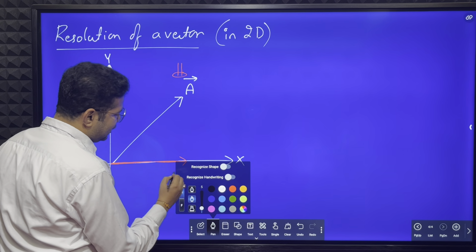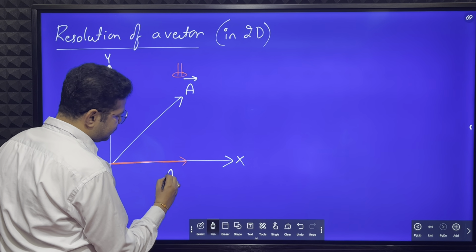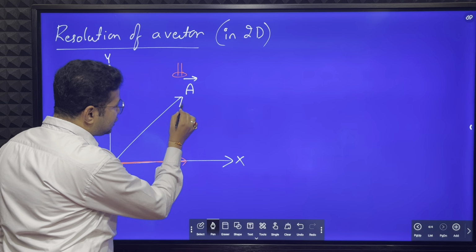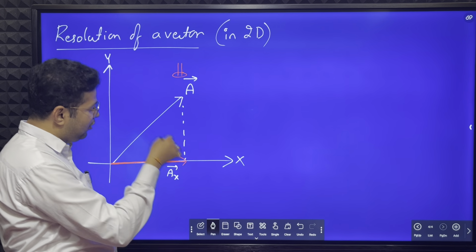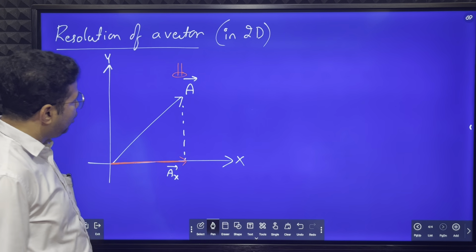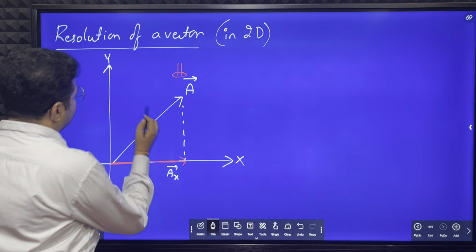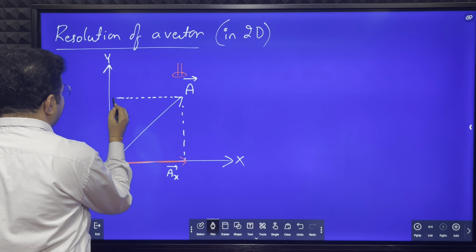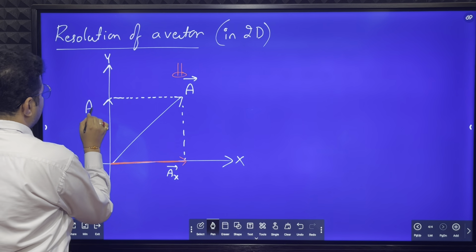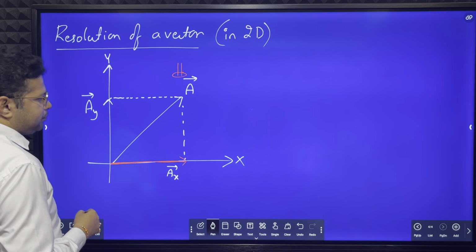I call this AX, the projection or component of vector A along x-axis. How to find the y component? To find the y component, drop a perpendicular from the head of vector A to the y axis. This will give you the y component of the vector.